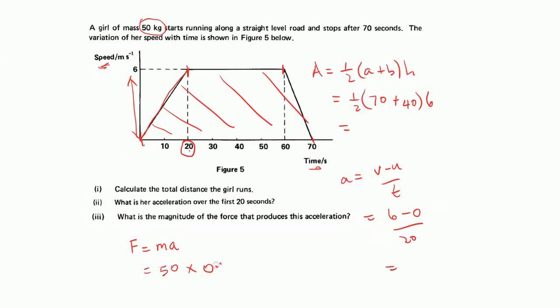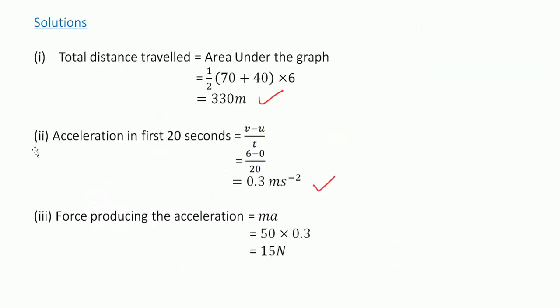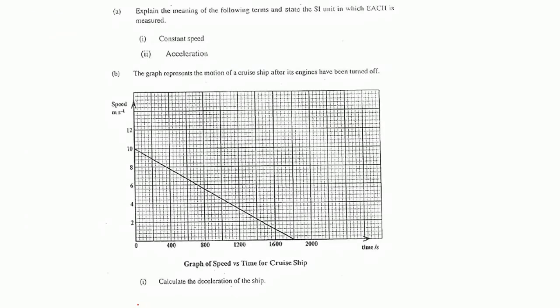So this is 0.3, and this gives us 15 newtons. Right? So whenever we are asked to find a force that was required to produce an acceleration, we use F equal ma, and that is straight from Newton's second law of motion. Let's look at another example.